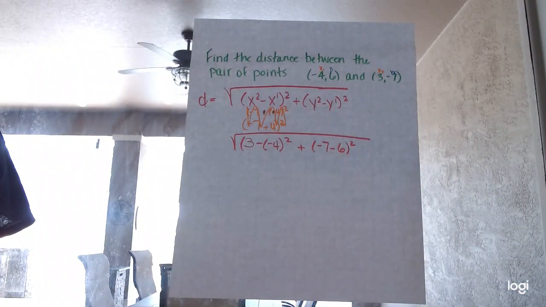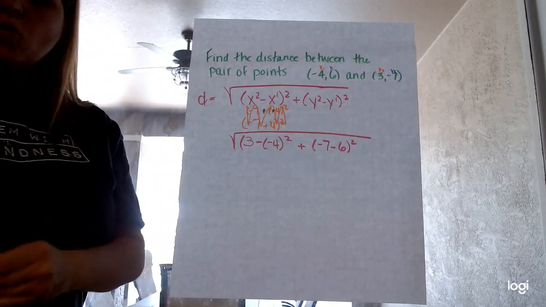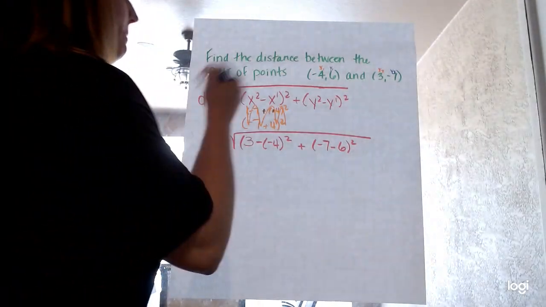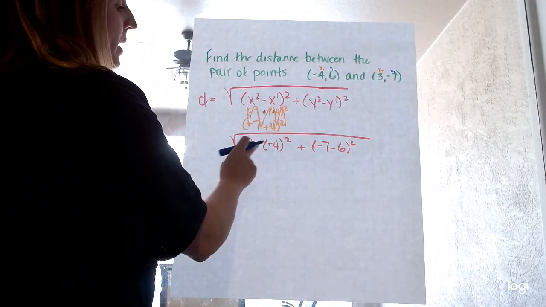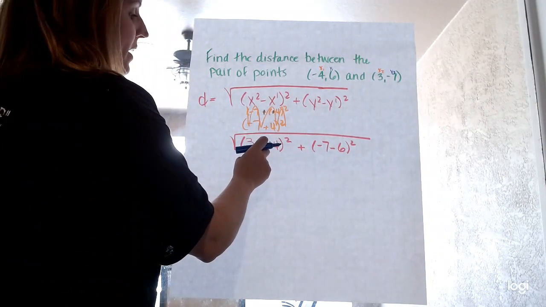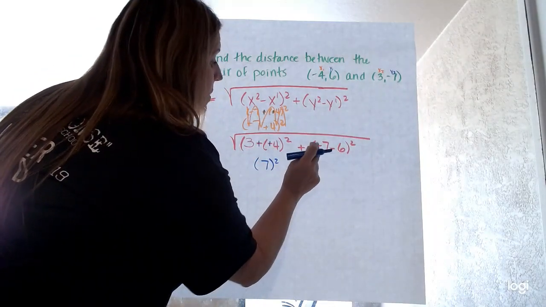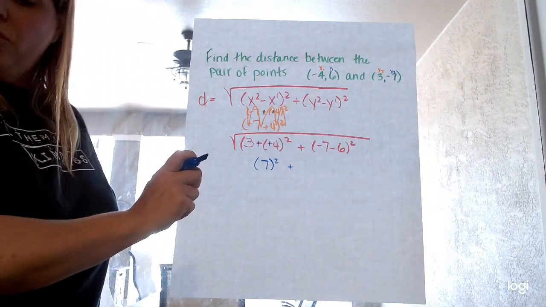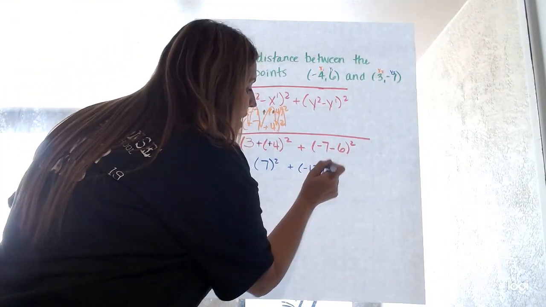If I do that right, let me check my answer key. See what happens when I don't have my answer key in front of me? Negative 7 minus 6. Yep, okay. So now, as we just said, minus a minus becomes a plus. Or you can type in 3 minus negative 4, and you get 7 squared, plus negative 7 minus 6 is going to be a negative 13. Same signs, adding, keep.